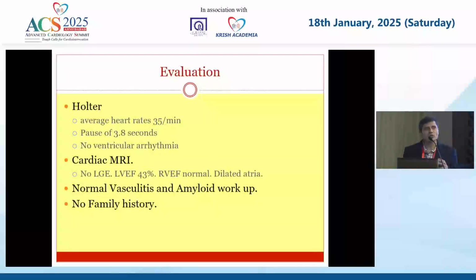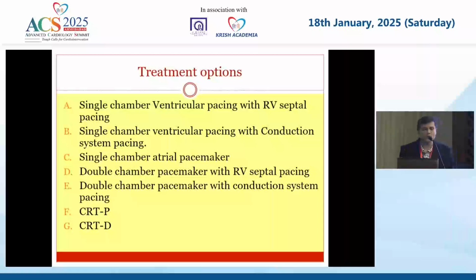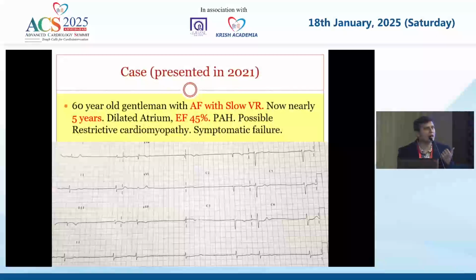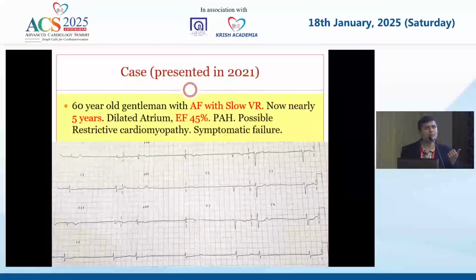So, why evaluate further would be to decide on what kind of pacemaker. And so the treatment options in this bradycardia was what to do. Whether to give a single chamber pacemaker with normal routine septal pacing, a single chamber pacemaker with conduction system pacing, or a single chamber pacemaker with atrial pacing, or a double chamber pacemaker in a similar fashion, or a CRTP. So what do you suggest? Seeing the history of this patient who has atrial fibrillation and bradycardia, what would you want to give?